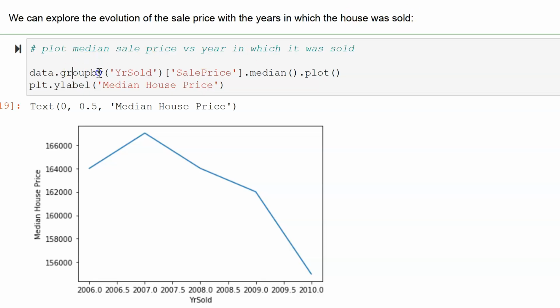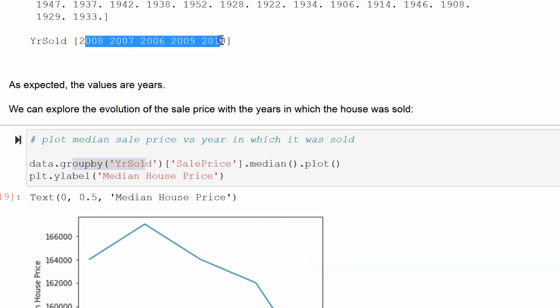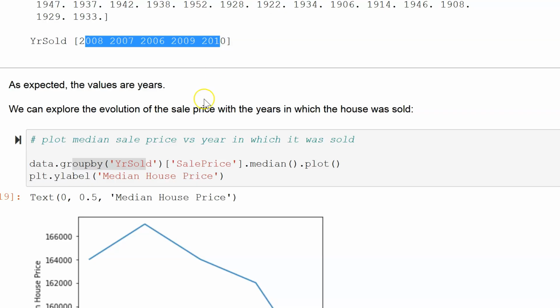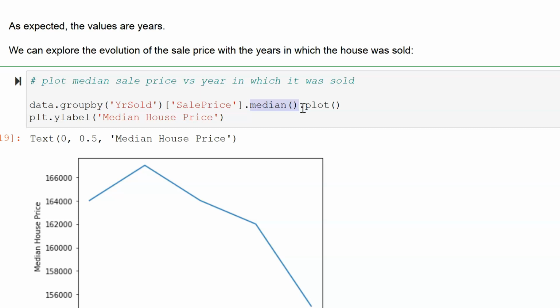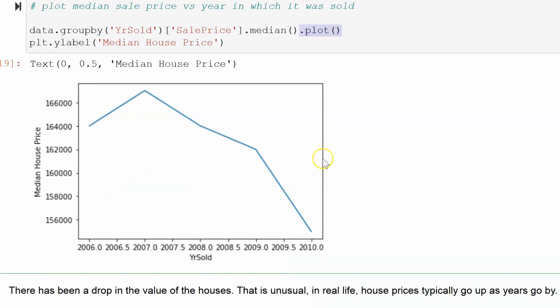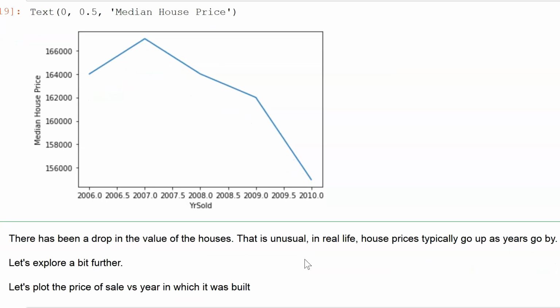So here I group by the year in which the house was sold, which we can see is just over 5 years. We don't have more data than this. And then I calculate the median price in each one of these years, and then I make a plot. And we can see that the median price per house sale drops towards the latest years. And this is kind of funny because in most cases the houses only get more expensive. So we can explore this further to see what might be going on.